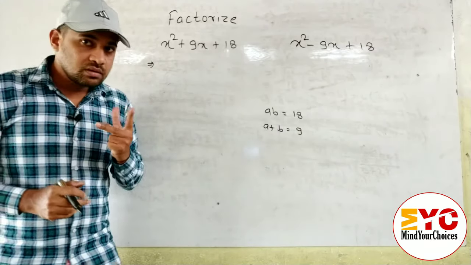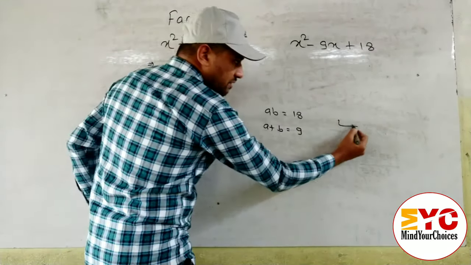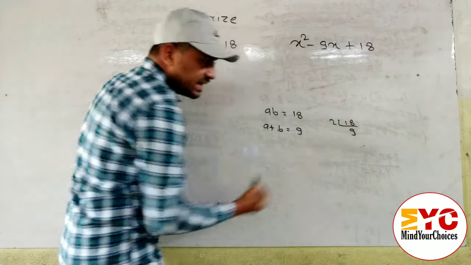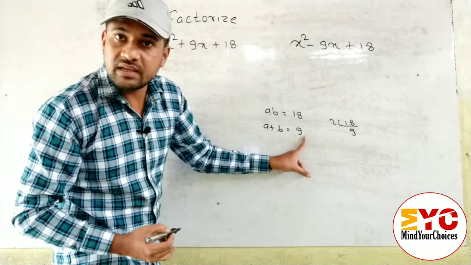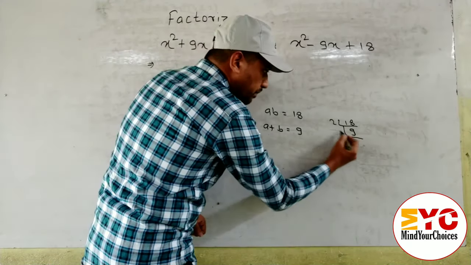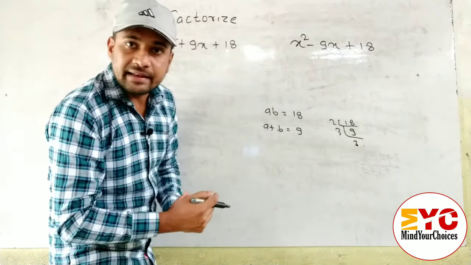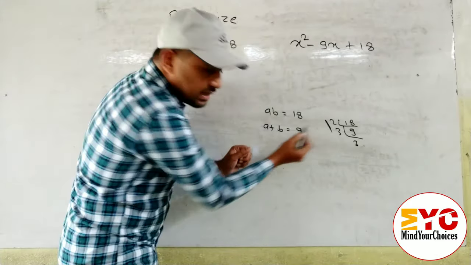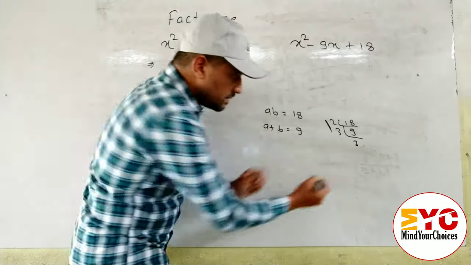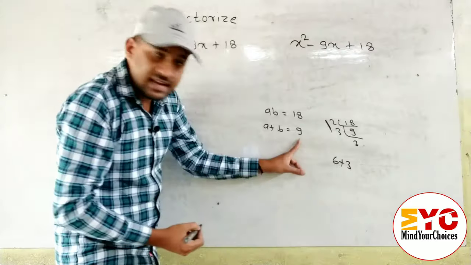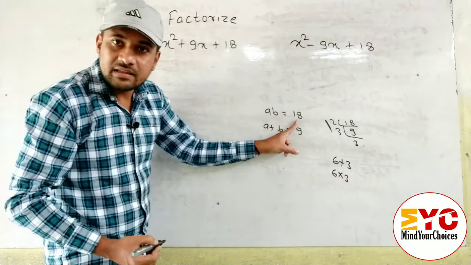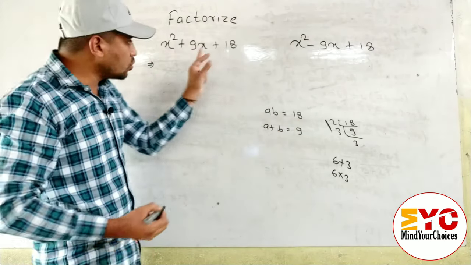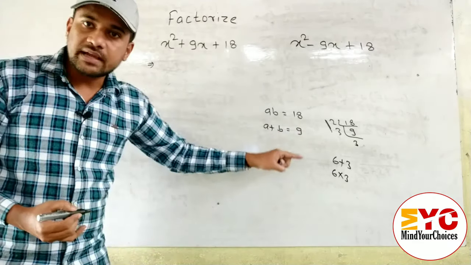If you don't know, we have to find the factors of 18. Two nines are 18. When you add these two, we get 11, no, not 9. Again, we have to try. Three sixes are 18. 6 plus 3 is 9, and 6 into 3 is 18. So the factors are 6 and 3.